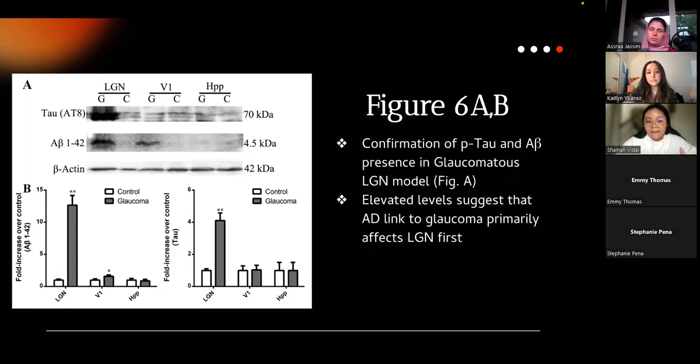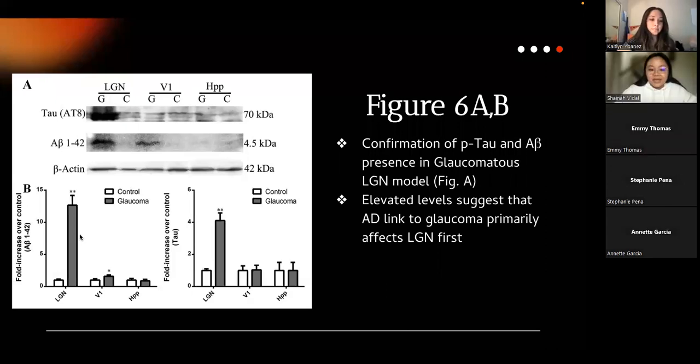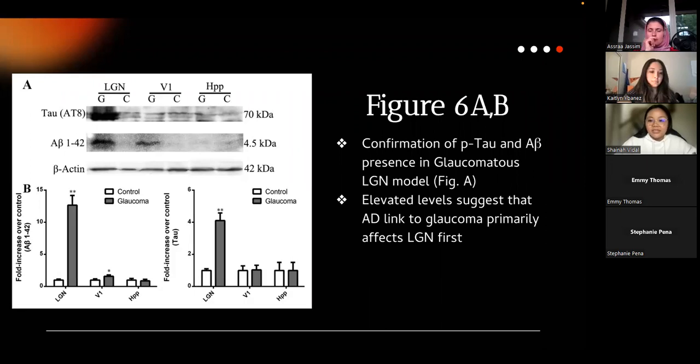Specifically within the LGN, we see that there's an overabundance of p-tau, or the tau protein that we were viewing within our NFTs. You can see that that darker band of the tau under the LGN is much thicker and darker than what we would see in the A beta. And figure B essentially quantifies what we qualitatively see within our Western blots. We see that although there is some viewing within our visual cortex, most of what we're viewing is occurring within the LGN, which aligns with what we're seeing with our glaucoma model.